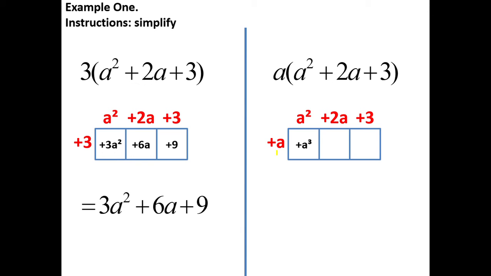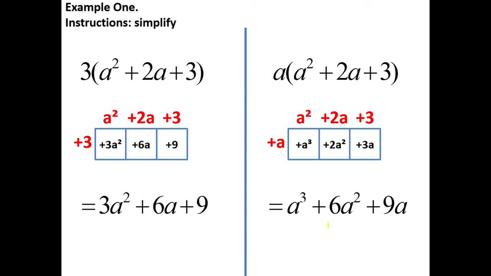Second one, positive times positive gives us a positive. This is a to the 1, this is a to the 1. So we're going to have 2a to the 2. We add the exponents. And the last one, 3 times a. Positive times positive gives us a positive. So this multiplication here gives us this expression.